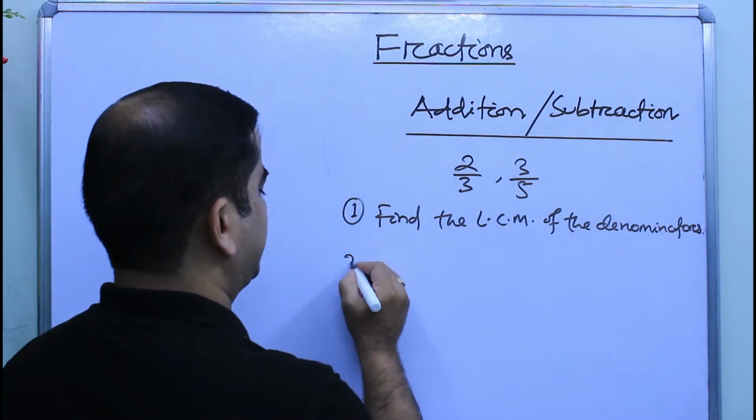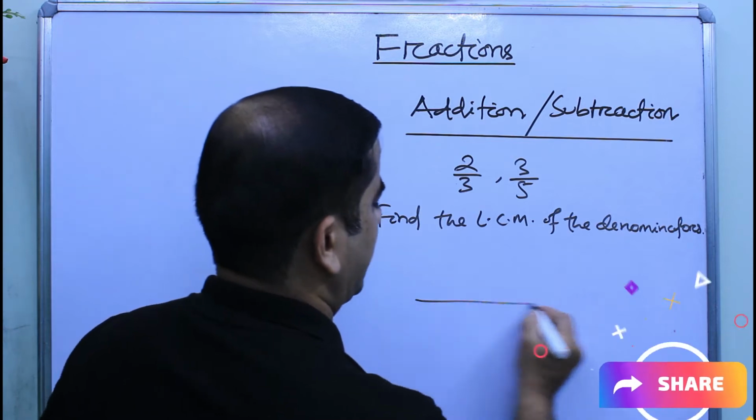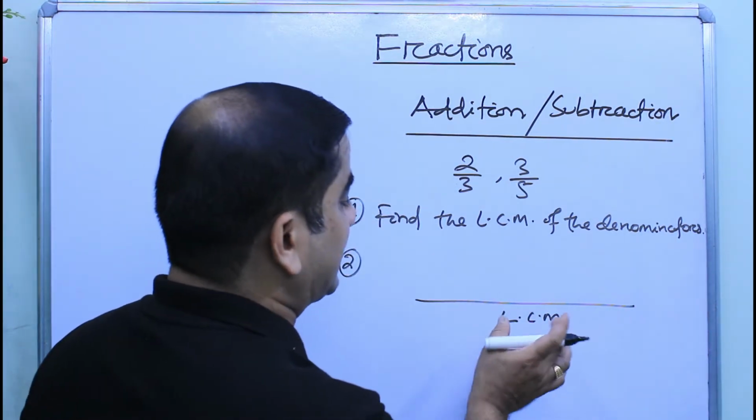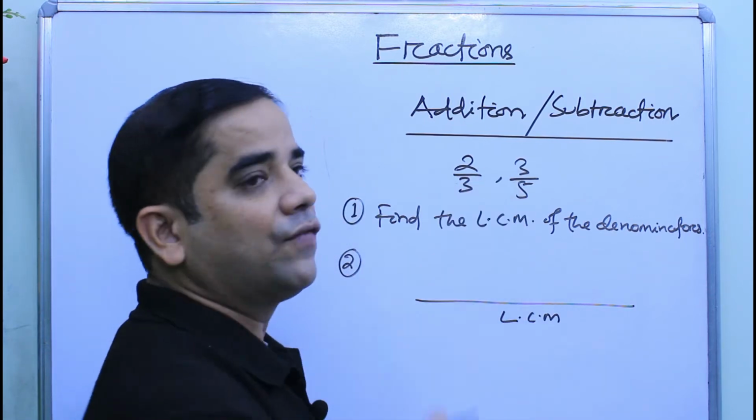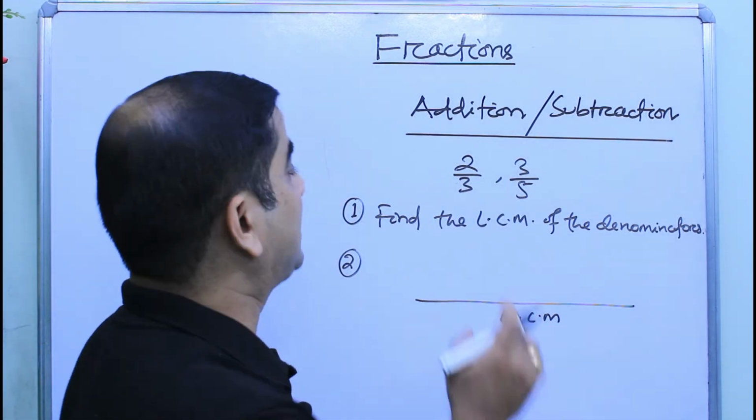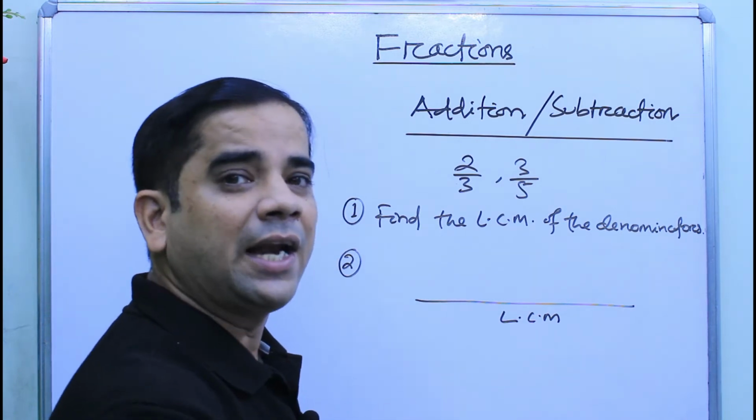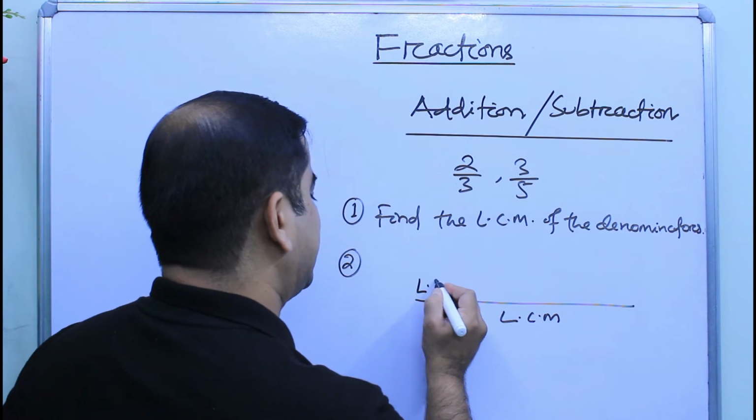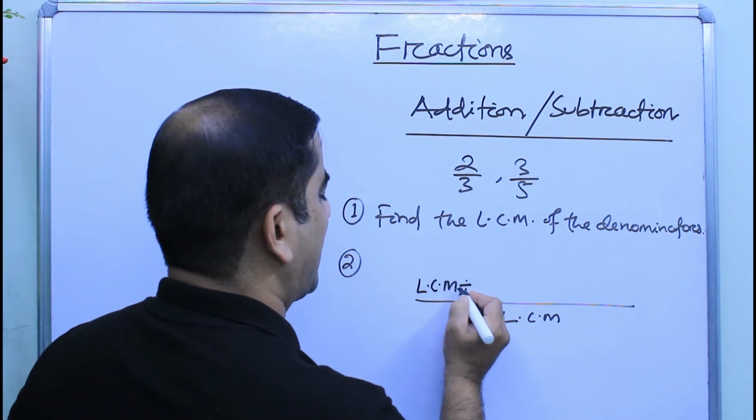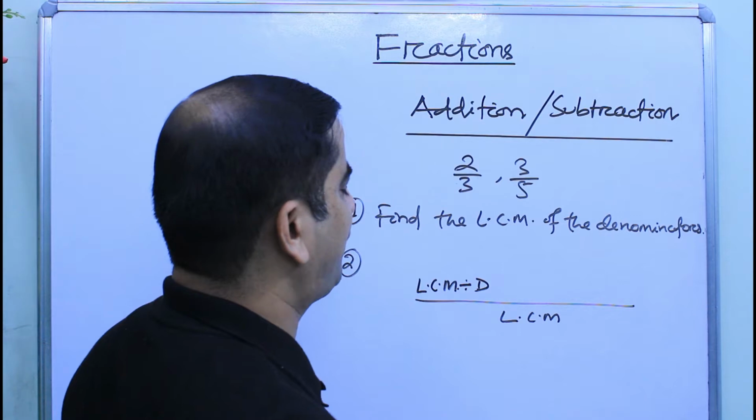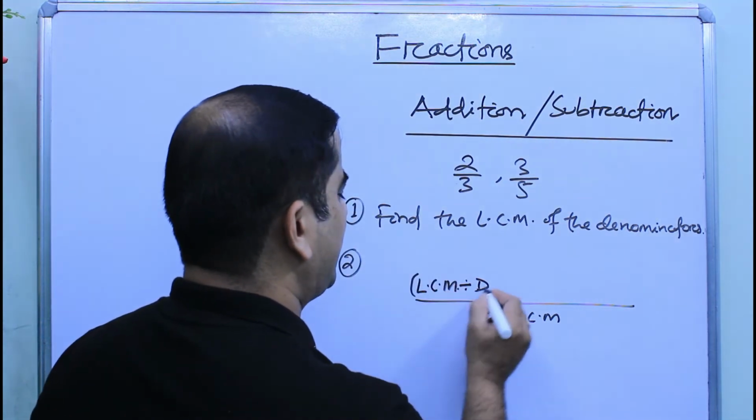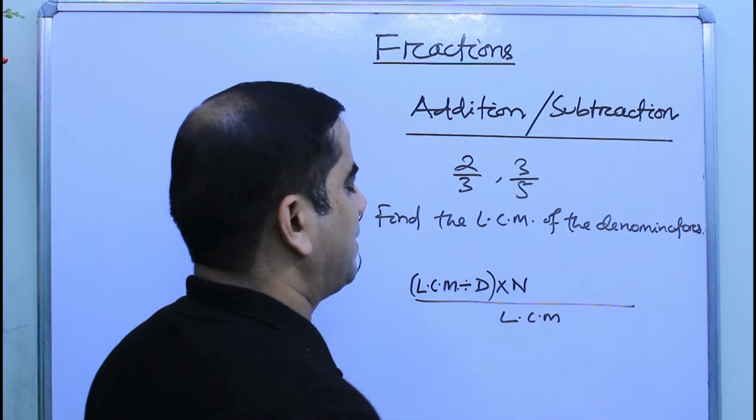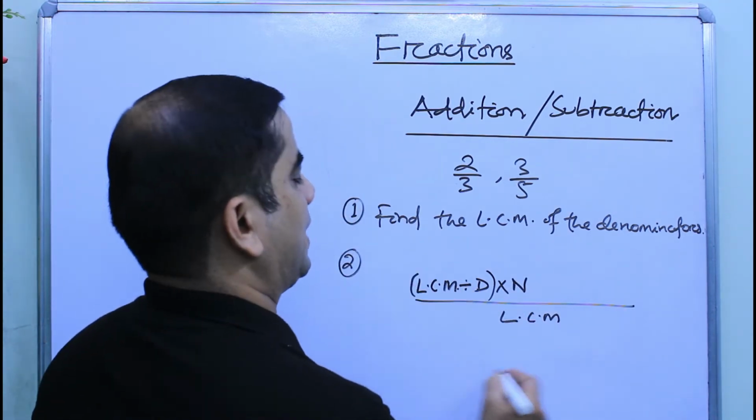Okay? Step 2, write down the LCM as numerator. Then we need to divide the LCM by the denominators of each fraction and multiply the numerators with their quotient. That means here what we have to do? We have to do LCM divided by denominator. I am writing D for denominator. Then we need to multiply it by the numerator. I am writing N for the numerator.